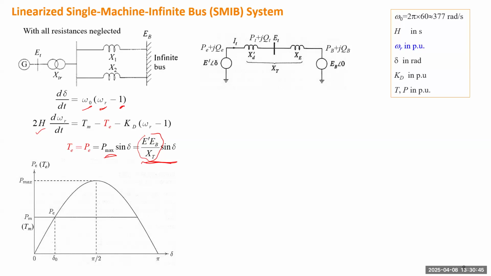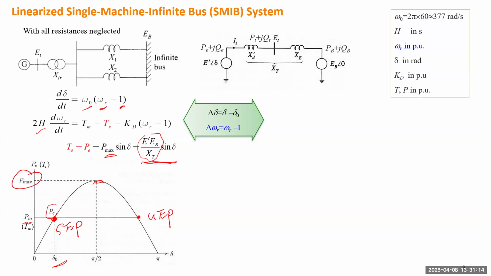If we draw the power angle curve, this will be the operating point, currently the operating point, where the mechanical power is the same as the electrical power. This is called a stable equilibrium point. Definitely this other point is called an unstable equilibrium point. They are both equilibriums, and here is at the limit.